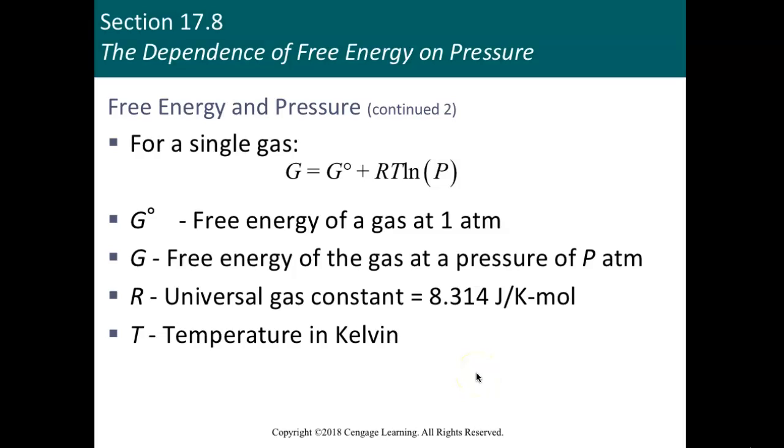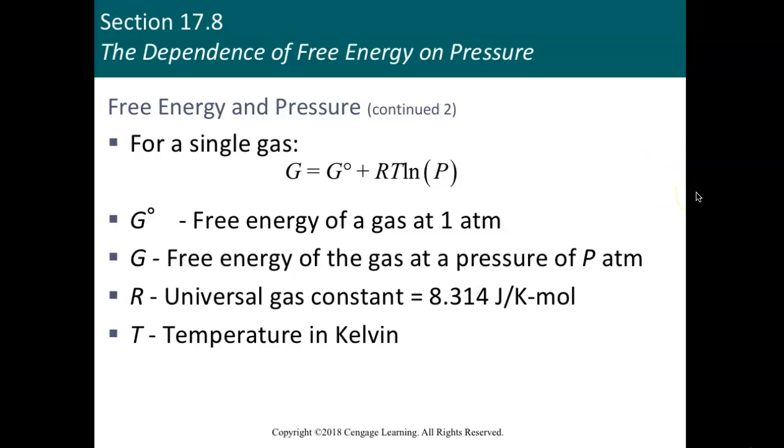All right, so this is an equation, and we're not going to use it in this form a lot because this would be the equation for a single gas. The free energy of a gas at a certain temperature and pressure is equal to the standard free energy plus R, which is the universal gas law constant, times temperature, times the natural log of the pressure. And pressure has to be in atmospheres.